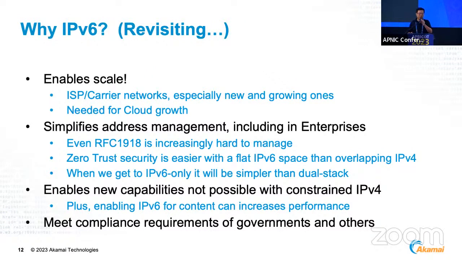So I just want to repeat again why we are moving to v6. Number one, v6 scales much more, with much more address space. It enables the carrier network and the cloud provider to grow. It simplifies all the address management, so we get rid of all the NAT, carrier NAT. It also provides more flexibility to create new services. And some government regulation policy also mandates enabling v6. So these are the driving forces for why we at Akamai have been pushing so hard on v6.